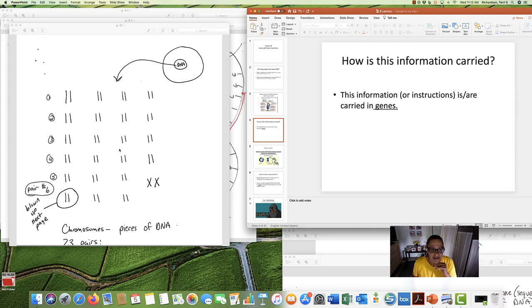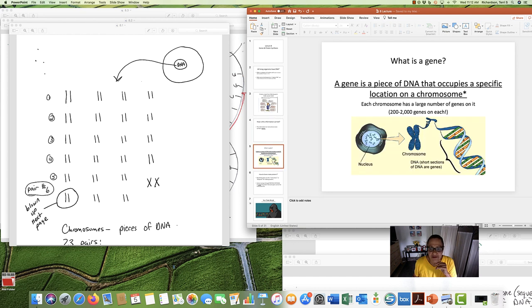Genes. Now, what is a gene? Well, a gene is a piece of DNA that occupies a specific location on a chromosome. So let's take a break and look at our pictures here and orient ourselves to what we're talking about today. Here's a cell, plasma membrane. It's a eukaryotic cell because here's our nucleus with the DNA inside. And if we took that nucleus with the DNA and blew it up, this is what we would see.